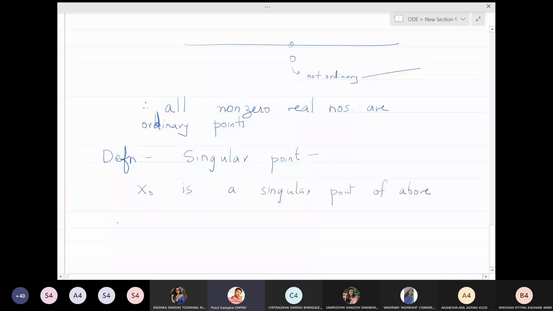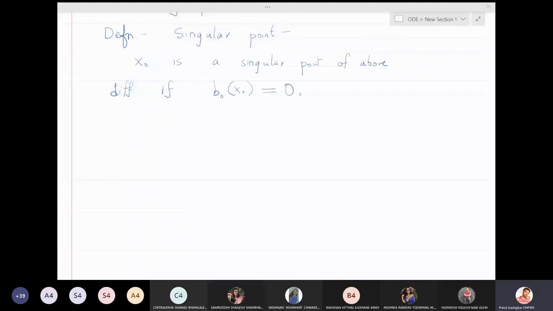ODE, the above differential equation which we have mentioned, if b naught, when I substitute x naught, becomes equal to 0. So if x naught is a root of that first coefficient, then it becomes a singular point, and if it is not a root of that first coefficient b naught, then it is said to be an ordinary point. So this is very simple. Let me take one simple exercise and identify the singular points. So let us take one example.